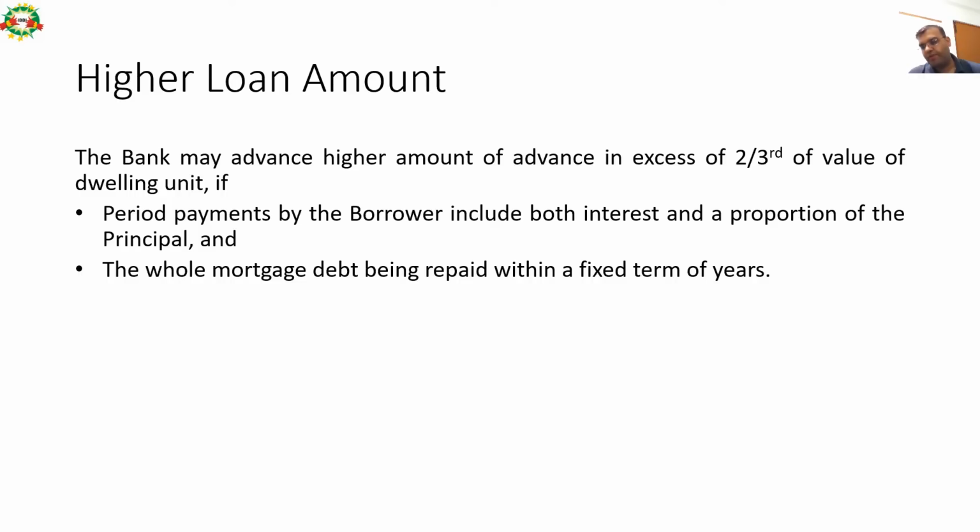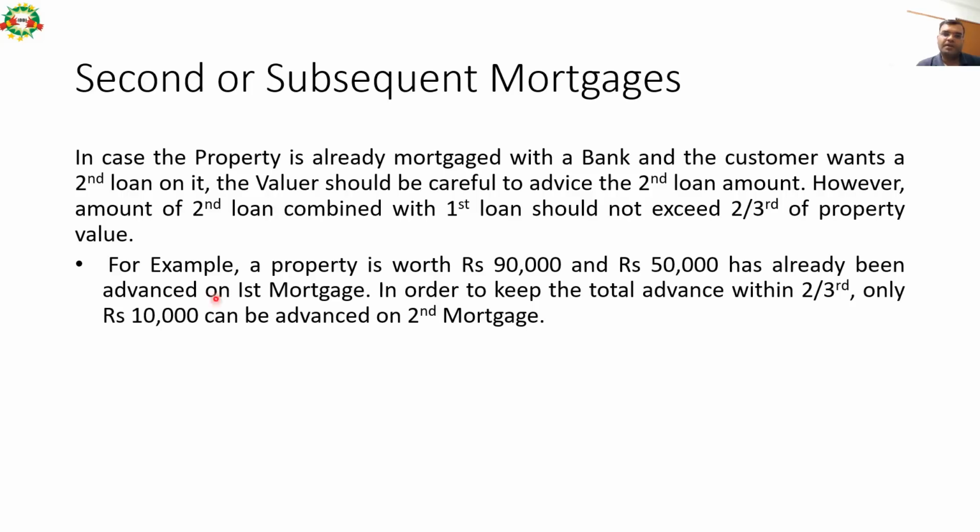So if the period of repayment of the loan is fixed, 10 years, 20 years, 30 years, a higher loan amount can be sanctioned. Second or subsequent mortgages: if there is already a loan ongoing on the property and the mortgagor approaches the lender for a second or subsequent loan on the same property, in the form of an additional charge.